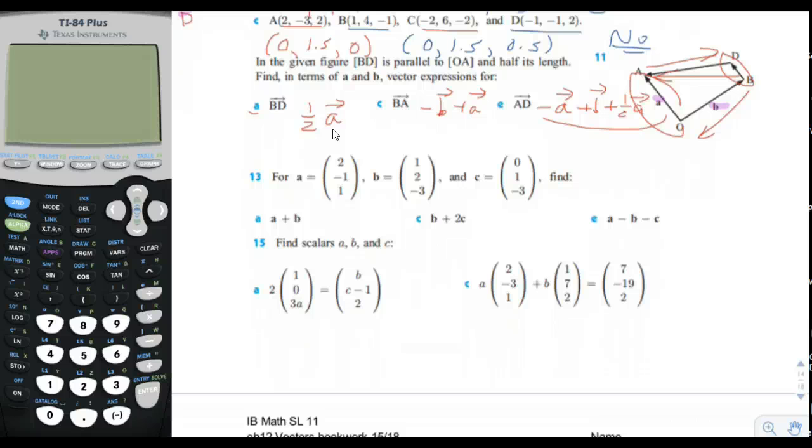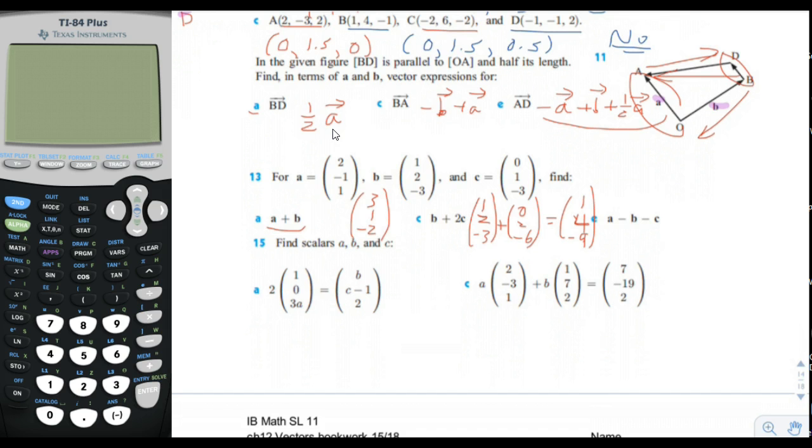For vector A equal to (2, -1, 1), B is (1, 2, -3), and C is (0, 1, -3), find A plus B. So A plus B, we would just add those two together. 2 plus 1 is 3, -1 plus 2 is 1, 1 minus 3 is -2. What about B plus 2C? Well, let's find 2C first. 2C would be (0, 2, -6), and B is just (1, 2, -3). We add those two together, so we get 1, 4, and the last one is -9.